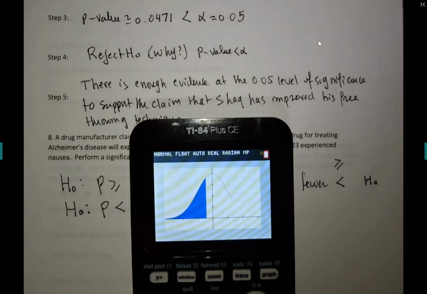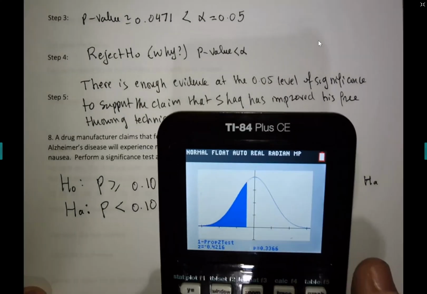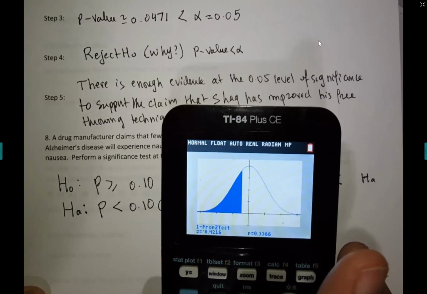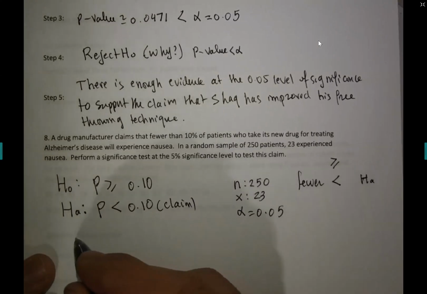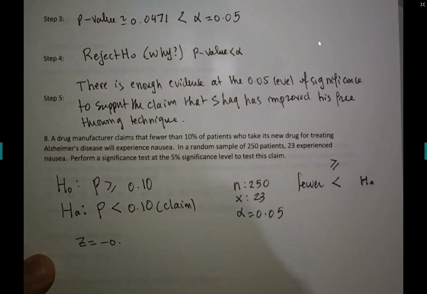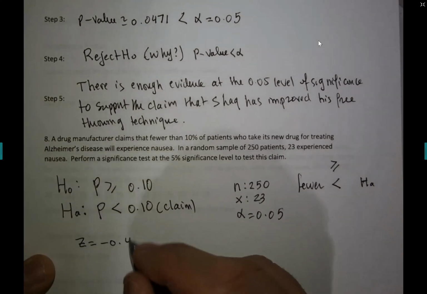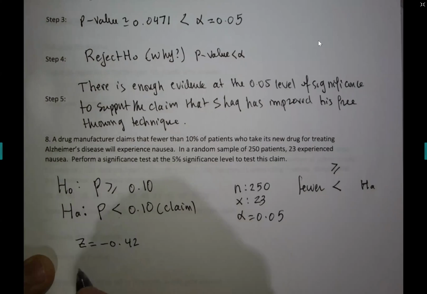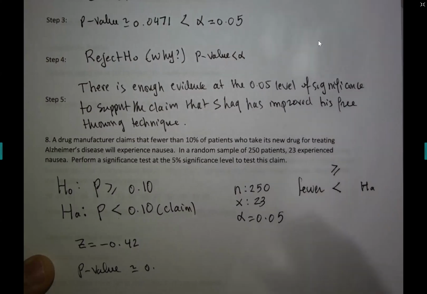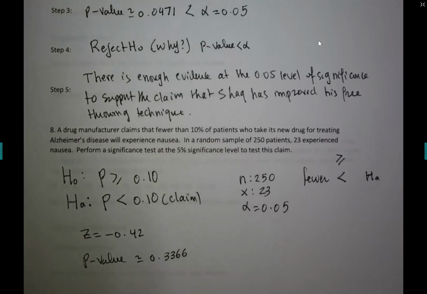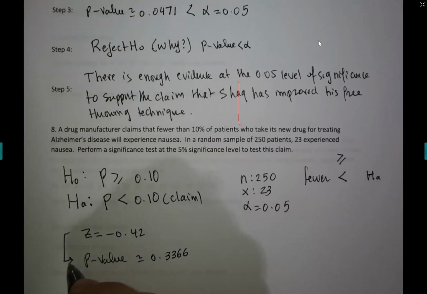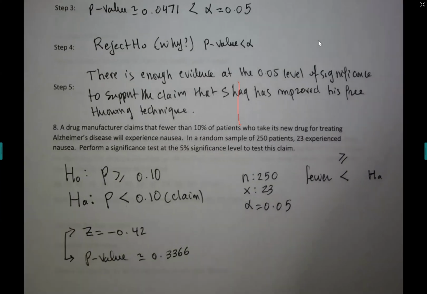Oh, it's a large p-value. Okay, so I got Z is negative 0.42 and p-value is 0.3366. You see, it's negative because that's a left tail test. P-value, unfortunately, turns out to be big. Okay, that's all I need from the calculator. So your calculator gives you those 2 important steps that involve calculation, which is the hardest part.